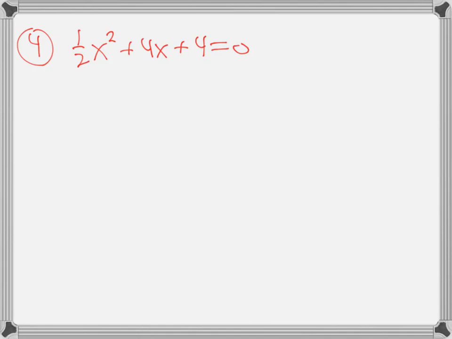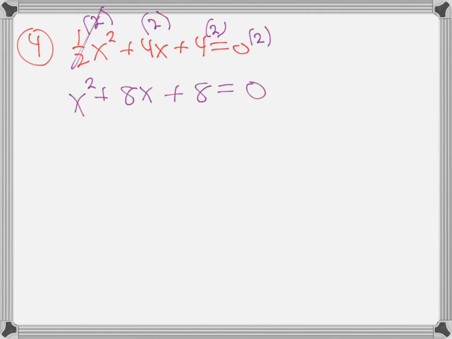Multiply by 2. Perfect. You guys are fraction pros. That makes me happy. That's something you want coming out of this class. Just multiply through both sides of the equation, and it just gets rid of it. So the 2's cancel, and we get x squared plus 8x plus 8 is 0.